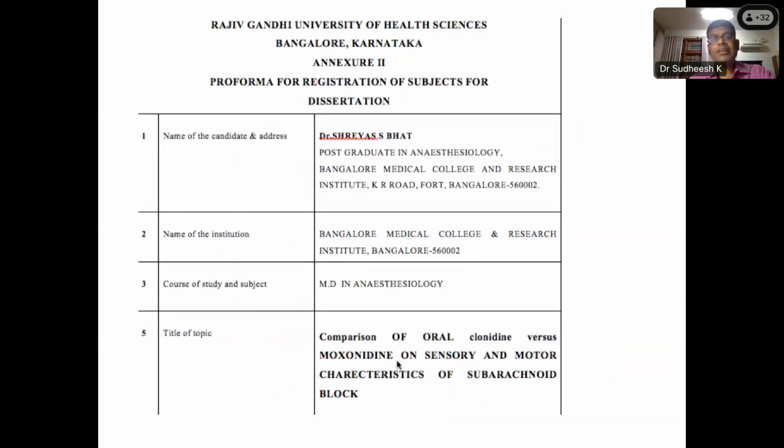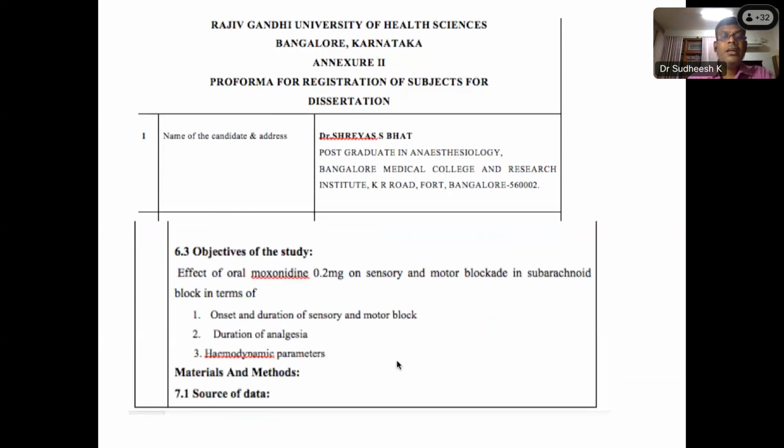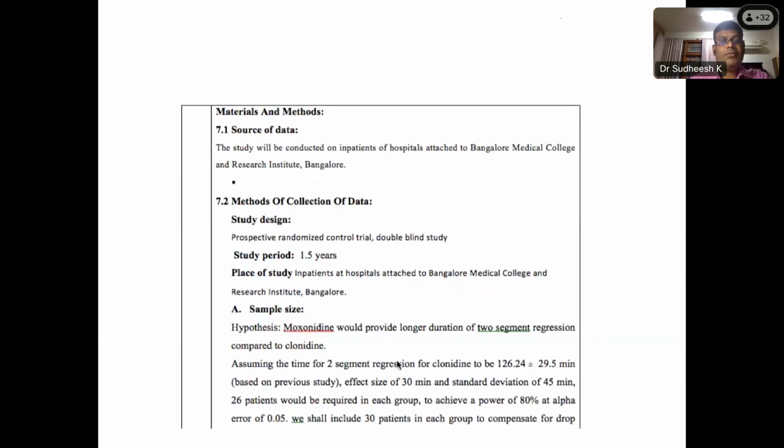When we start writing a dissertation, it consists of the title of the topic. The title should be very clear. It should be equivalent to the research question as far as possible and should satisfy the PICOT and FINER criteria. The objectives have to be clearly mentioned: what is your primary objective, what is your secondary objective, and it should contain all the parameters.